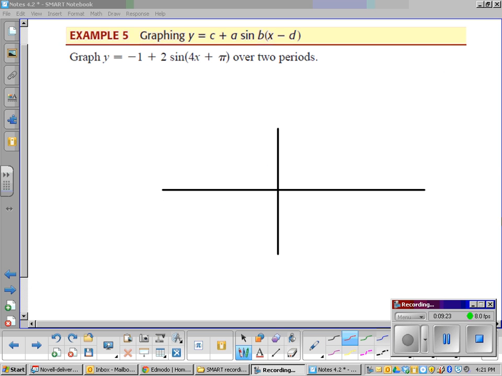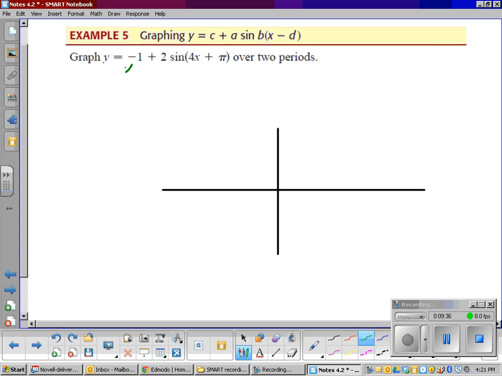Here's an example that has just about everything in it. Notice that this -1 is a separate term. It's totally separate from this term over here. It's not multiplied by the sine function or anything, so that indicates that this is the vertical shift. And it also means that since it's negative, our graph is moving down 1. There's a plus in between the terms, which means that the sine graph is not reflected.